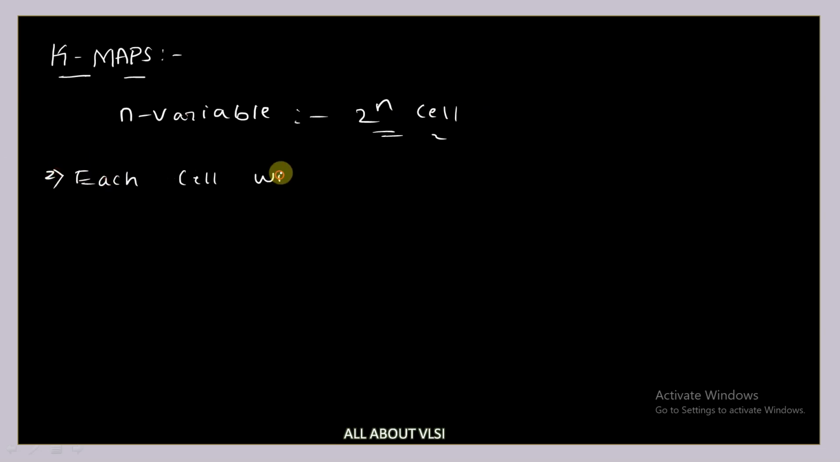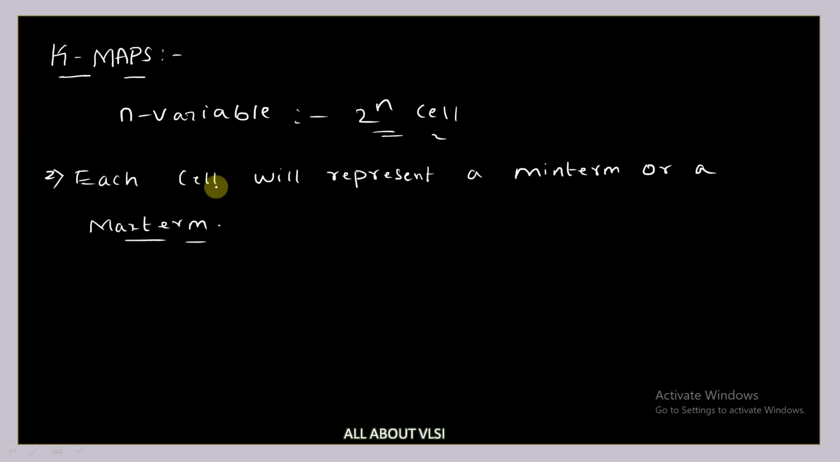So each cell will represent a minterm or a max term, depending upon whether we are using SOP or POS. It will represent either your minterm or your max term. In the case of SOP expressions, we assign minterms to each cell of the K-map, whereas in the case of POS expressions, we assign max terms to each cell. Okay, so let us see the structure of the K-map.